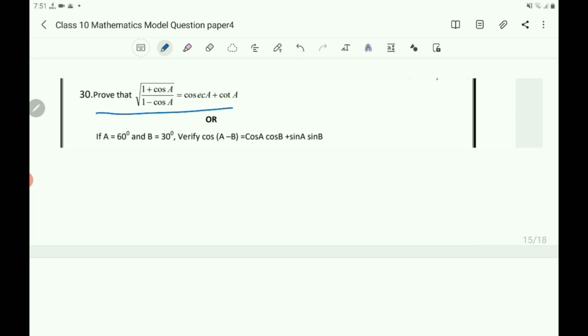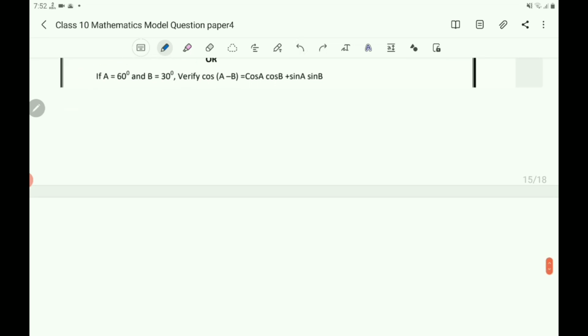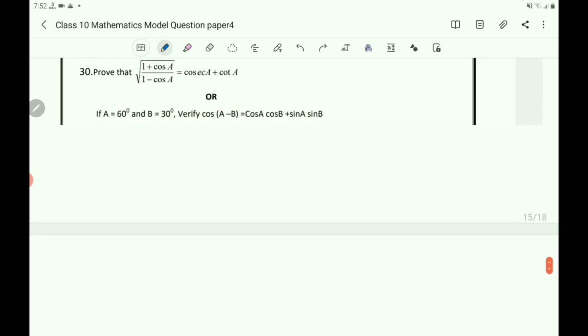Now the question number 38. Prove that whole root 1 plus cos A by 1 minus cos A equals cosec A plus cot A. Or this is a choice question. What is that or question? The or question is, if A equals 60 degree and B equals 30 degree, verify cos A minus B equals cos A into cos B plus sin A into sin B. Now let us take the first one. It is a very simple question. First you take the LHS.